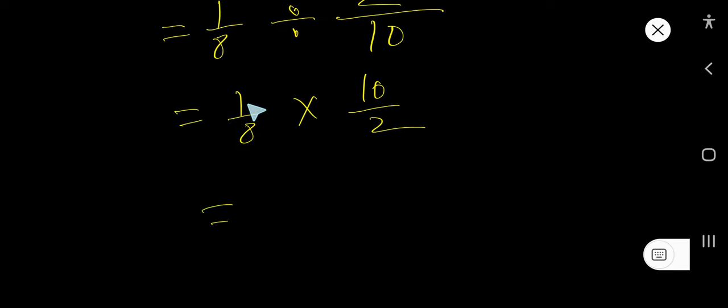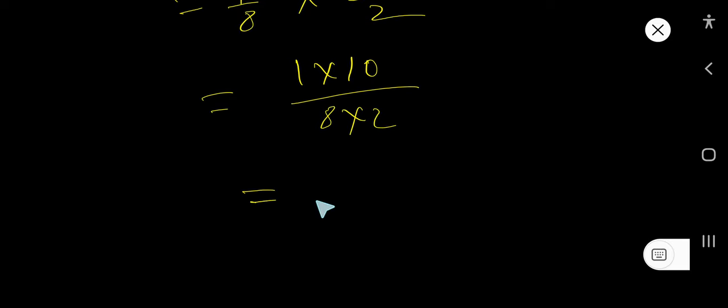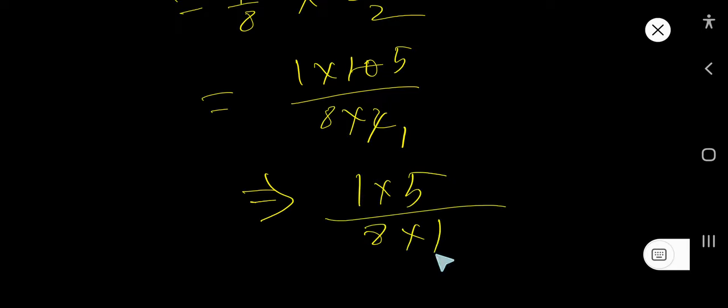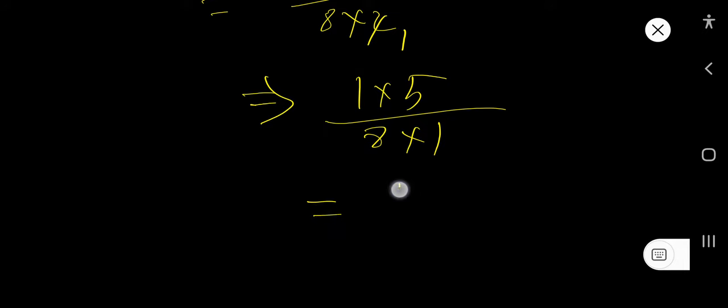And now you need to multiply top to top and bottom to bottom. Now reduce. You can divide this 10 by 2, you will get 5, and 2 by 2 gives 1. So you are getting 1 times 5 divided by 8 times 1. So you are getting 5 over 8, and this is the answer.